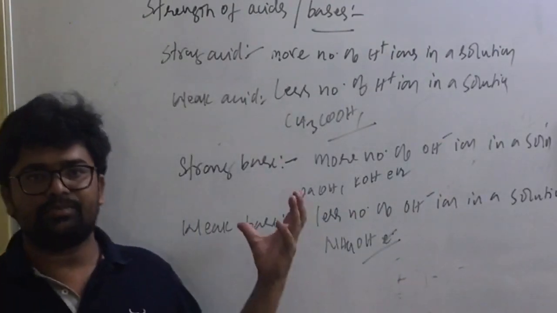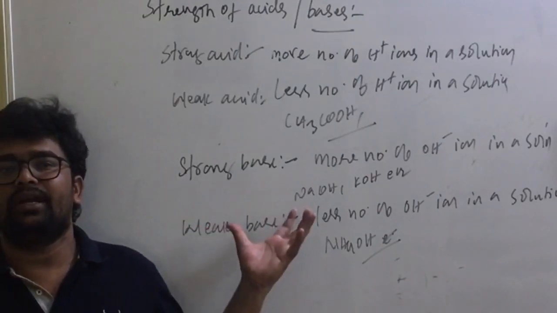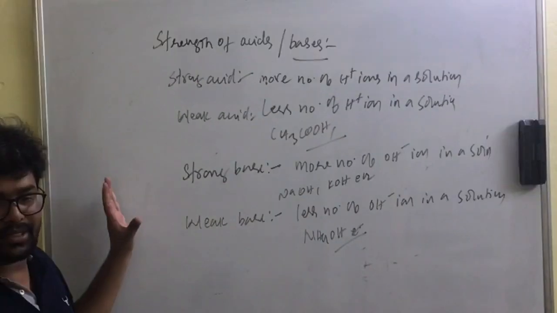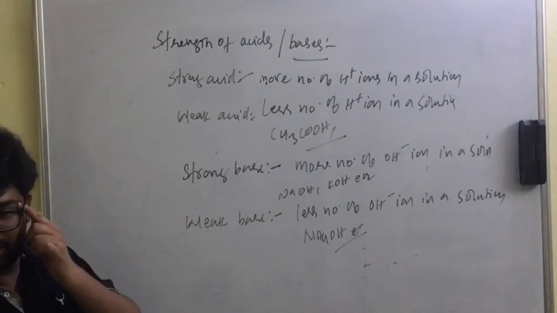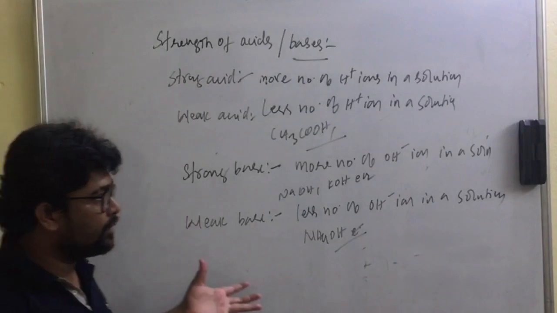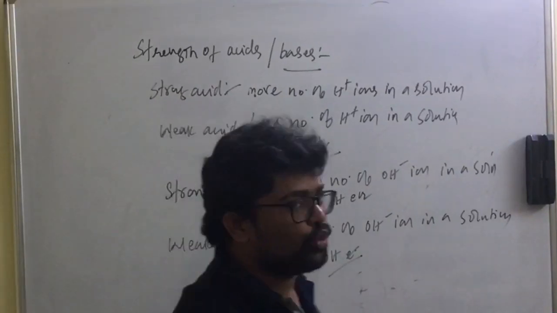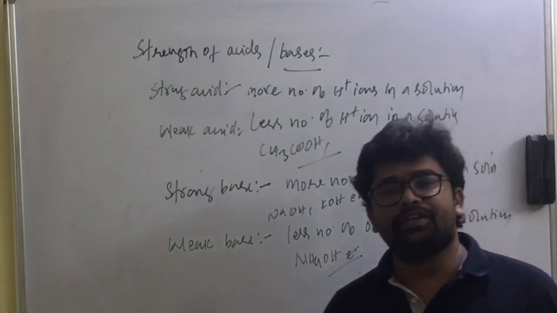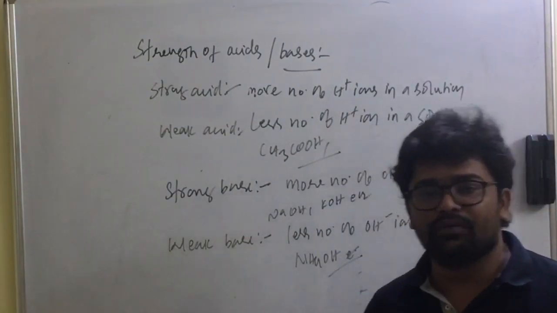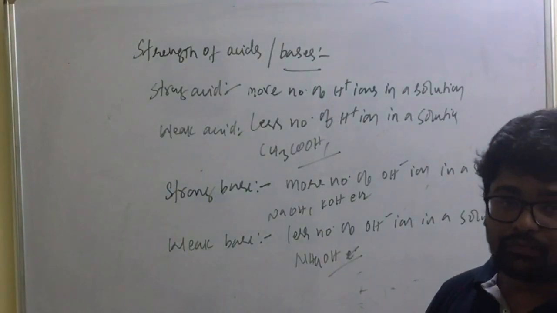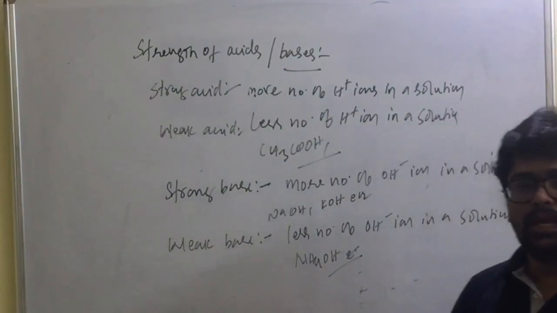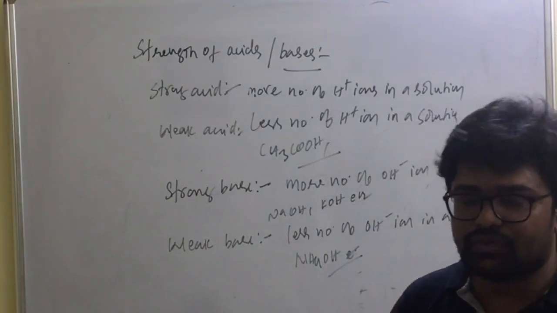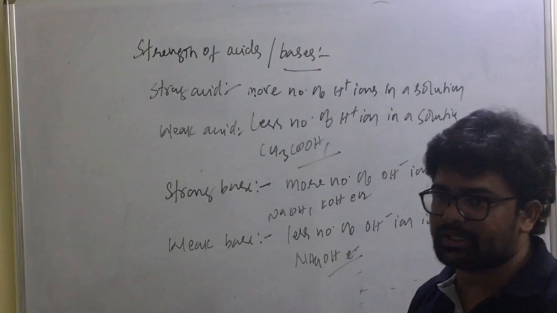So this is the concept. How do we decide the acid as strong acid and the base as strong base or weak base? Hope this concept is very clear for you all. So this is how we identify the strength of acids and bases. More number of H plus ions, strong acid; less number of H plus ions, weak acid; more number of OH minus ions, strong base; less number of OH minus ions, weak base. So how do we decide the relative strength? By the presence of the ions H plus and OH minus.